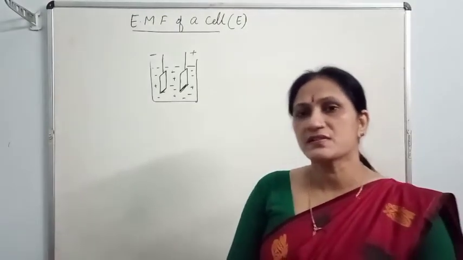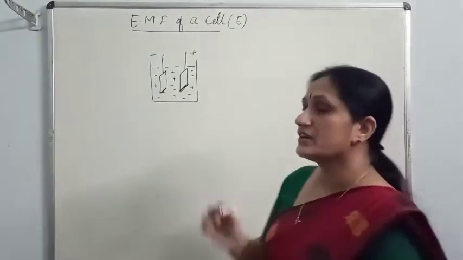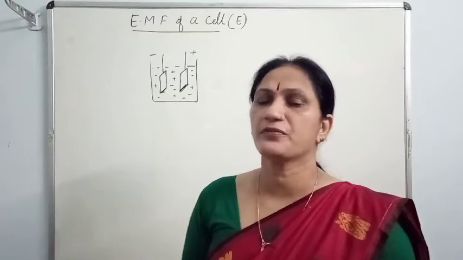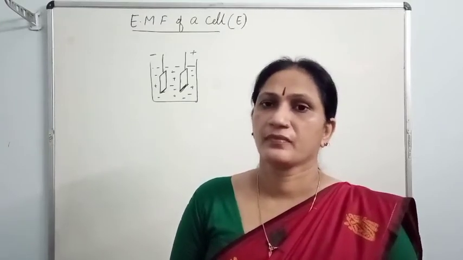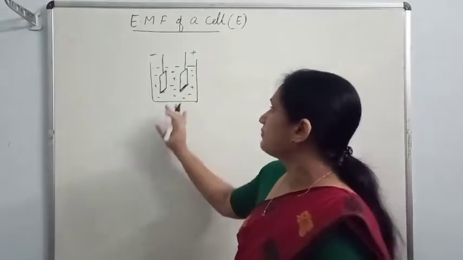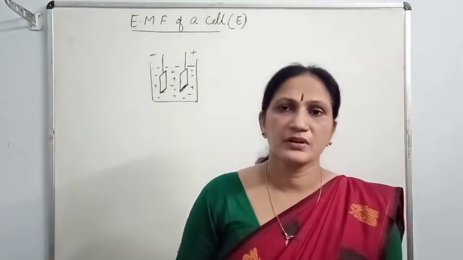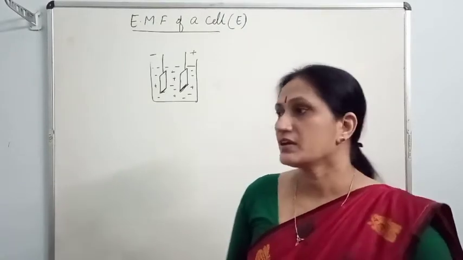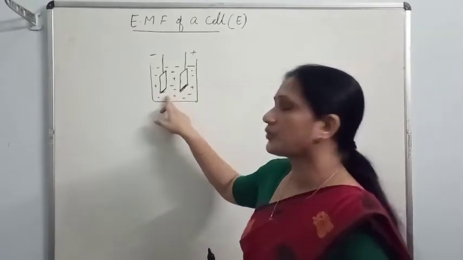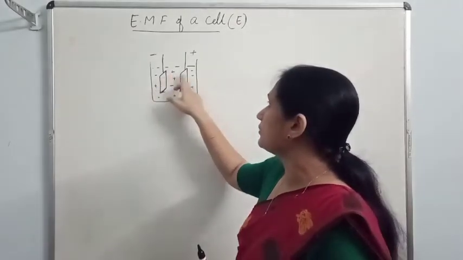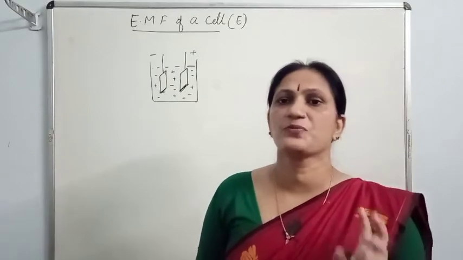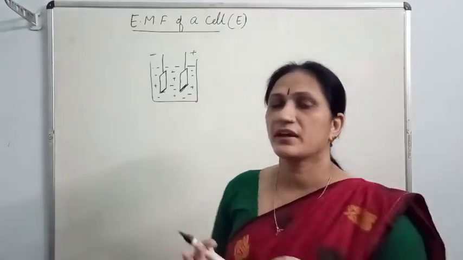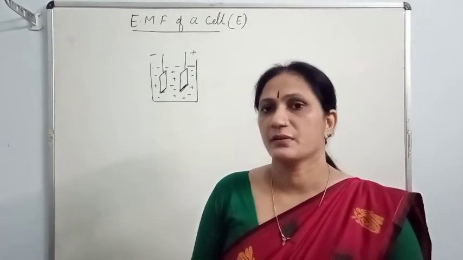Since it is potential difference, it is measured in the unit called volt. Potential difference, its unit is volt. So EMF is also measured in volt. Then different cells are having different EMF. There are two factors that determine EMF of a cell. One is the nature of the electrolyte used and the other is the material of the electrodes. These two factors, material of the electrodes and nature of the electrolyte used, determine EMF of a cell.